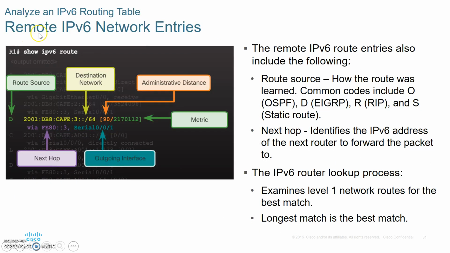Okay, for the remote IPv6 entries, we also have the different entries like O for OSPF, D for EIGRP, R for RIP, and S for static route. So these are the different sources that can generate these remote network entries in an IPv6 routing table, same as IPv4. They also have a next hop. This will be the IPv6 address of the neighbor router that the packet should go to if the destination IP address of the packet matches this network. You also will have the outgoing interface.